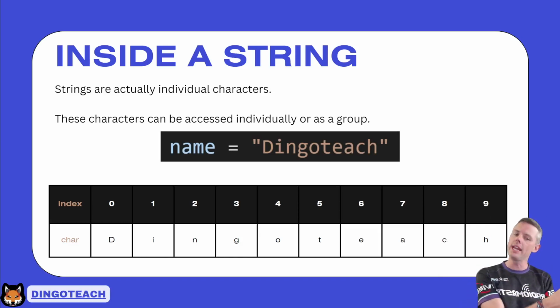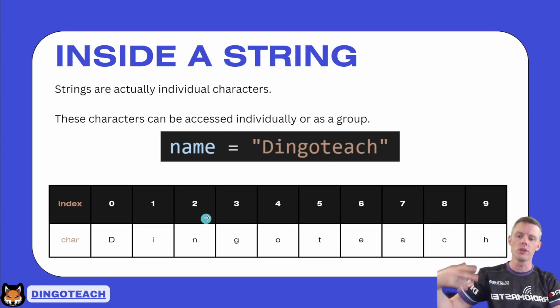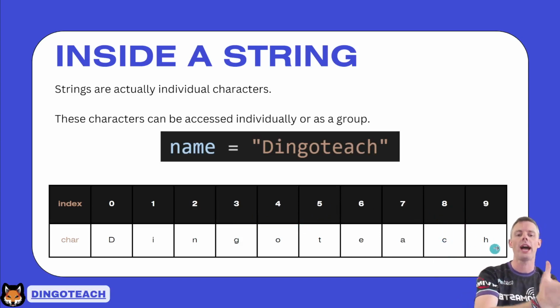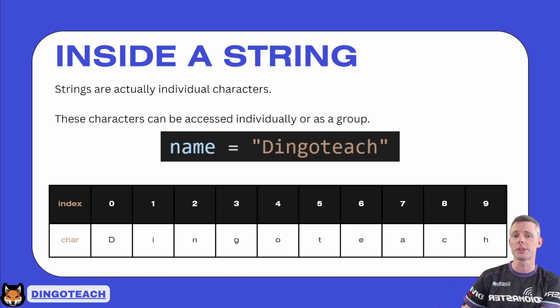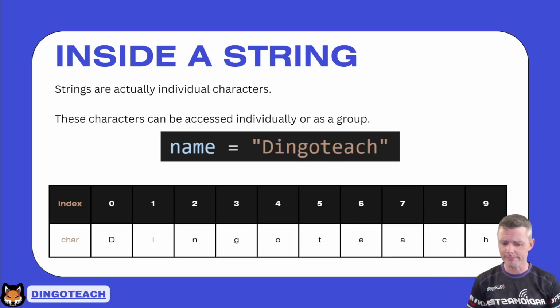But because we're weird as programmers, we don't start at 1, we start at 0, which is where 90% of programming memes come from. So the letter D is the first letter, so that's in position 0. And then I is in position 1, then 2, then 3, then 4, all the way up to H, which is in position number 9. Now, technically there's a 10th character, which is like the character that tells you the end of a string, but I think we don't need to get that technical today.